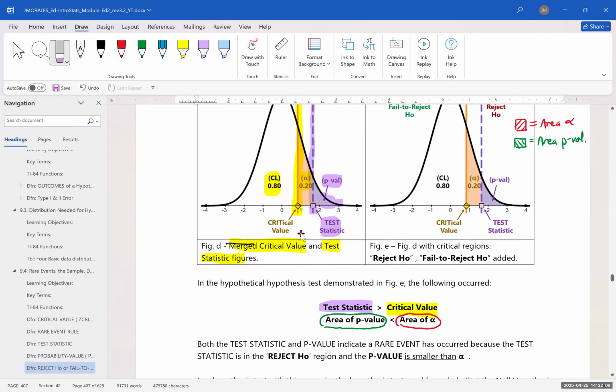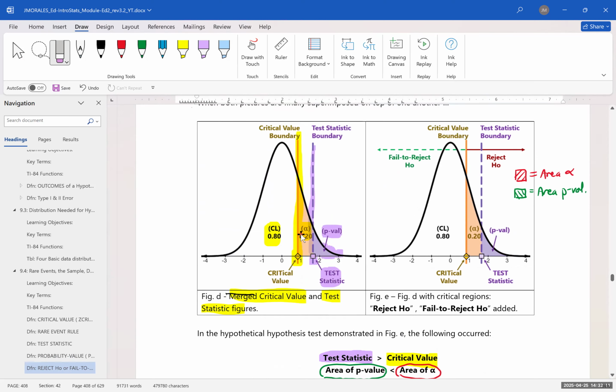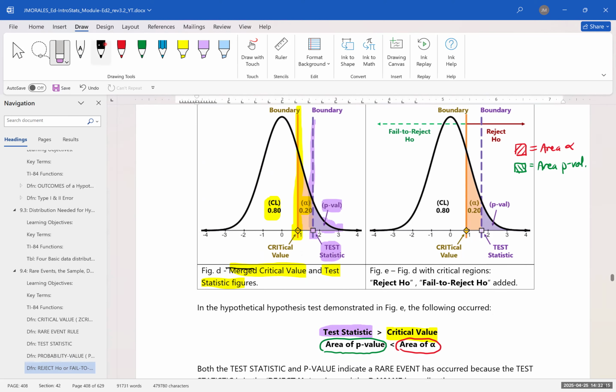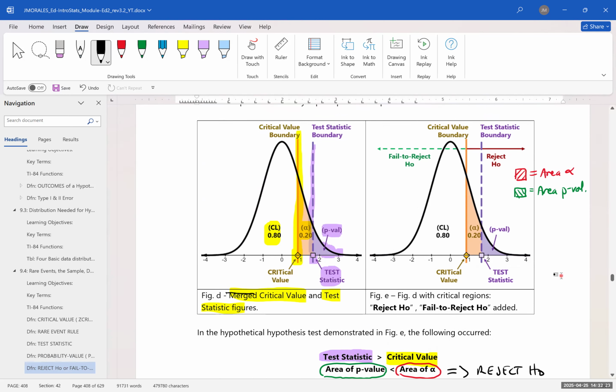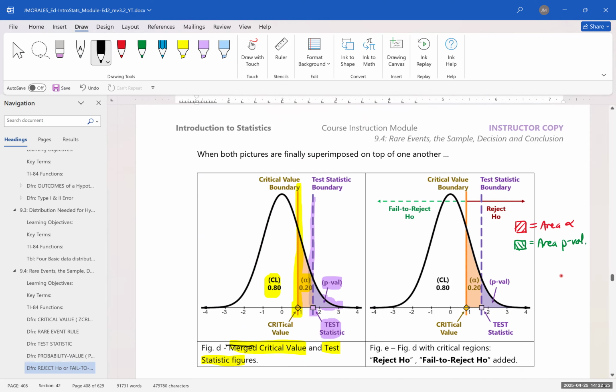All right. And this p-value being smaller than the significance level implies that we're going to reject the null. Because when the p-value is smaller than your significance level, what region are you in? You're clearly in the reject the null region.